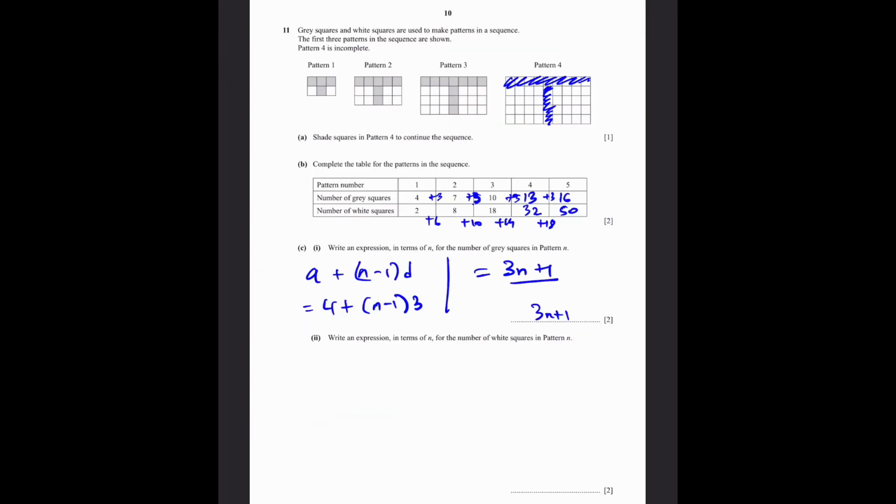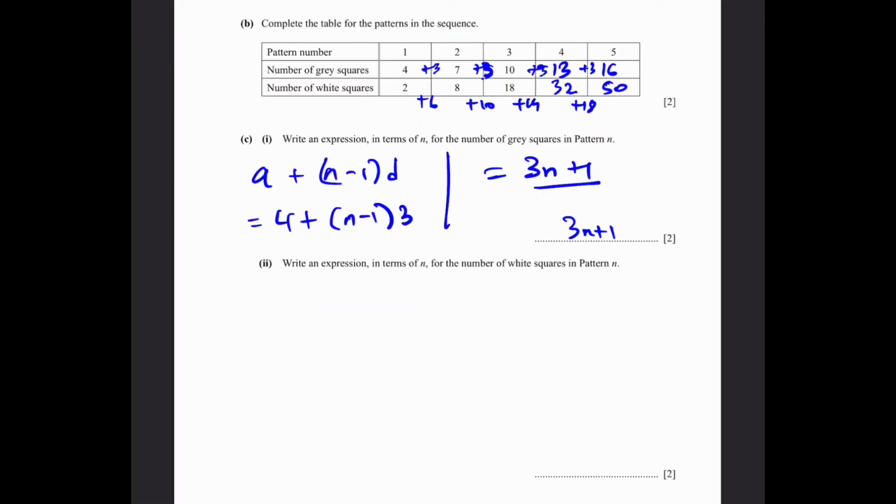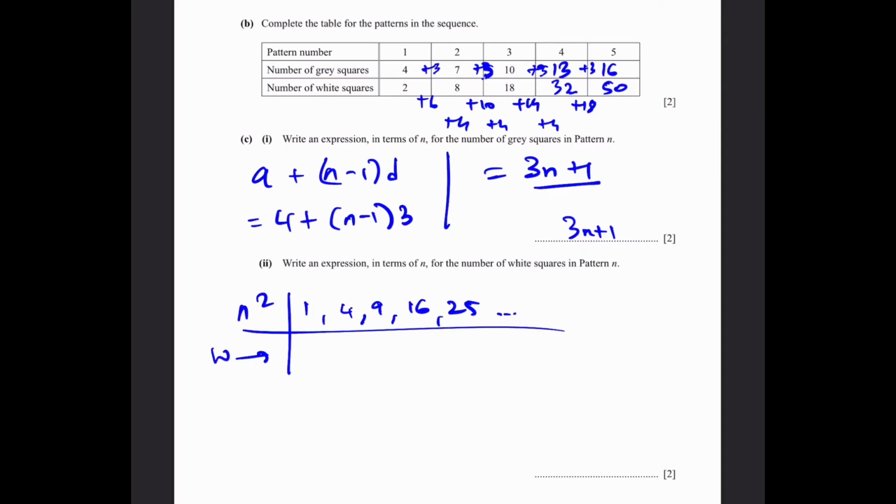Part 2, write an expression in terms of n for the number of white squares in pattern n. Now as for this one over here, we have the second difference is the same, plus 4, plus 4, plus 4. Therefore, this is a quadratic sequence, where the highest term is going to be n squared. So now if we write down the sequence n squared, that'll be 1, 4, 9, 16, 25, and so on. Now for the white squares, that'll simply be 2, 8, 18, 32, 50, and so on. These are the values we have written here.